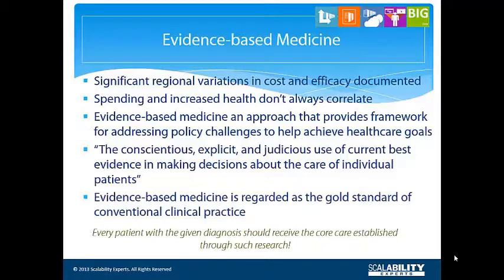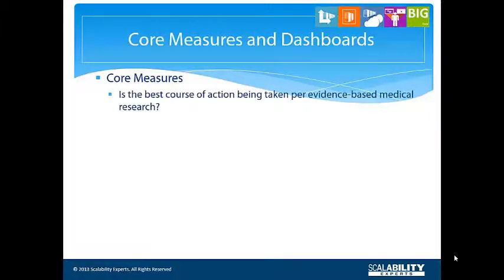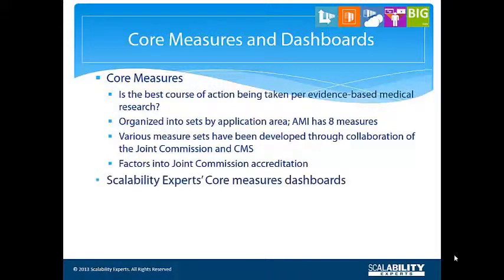Core measures measure whether the best course of action, as determined by established evidence-based medicine, is being taken in the delivery of healthcare. They come in sets by application area. The acute myocardial infarction core measure set, for example, consists of 8 quality measures. The Joint Commission and Centers for Medicare and Medicaid Services collaborated to create this core measure set, as well as others such as for heart failure and pneumonia. Performance in these measures factor into accreditation, and the results are publicly available. Top performers are given special mention.